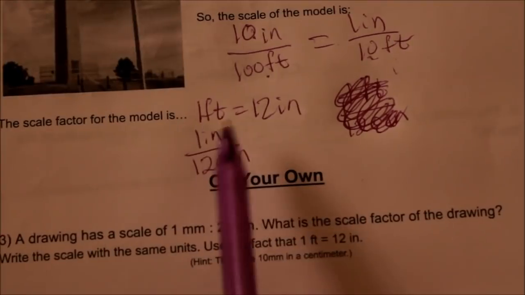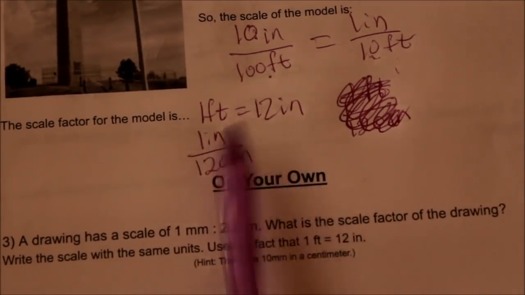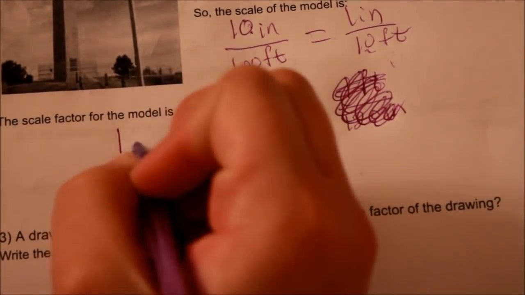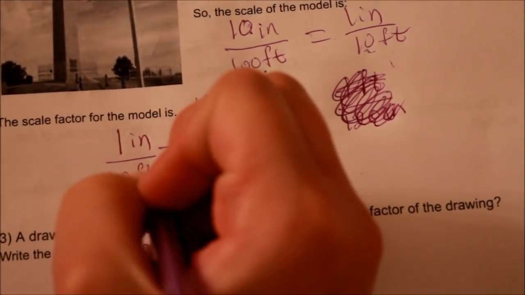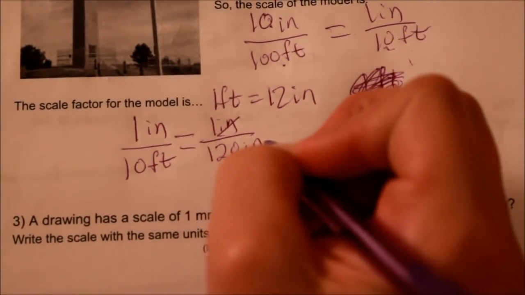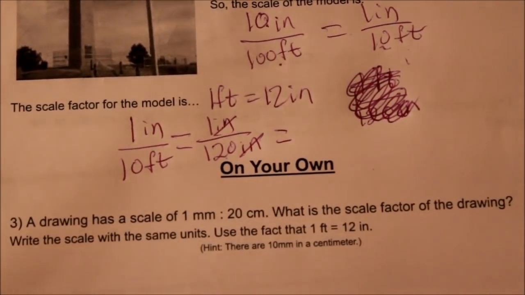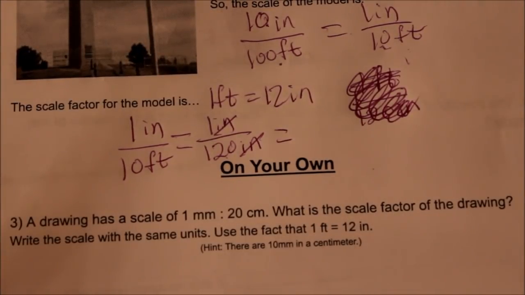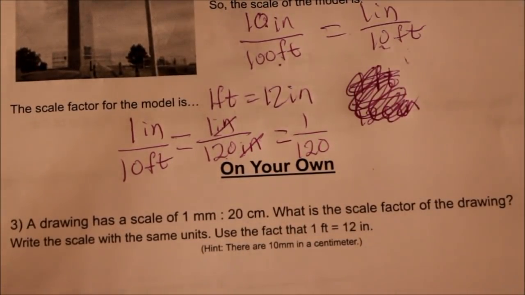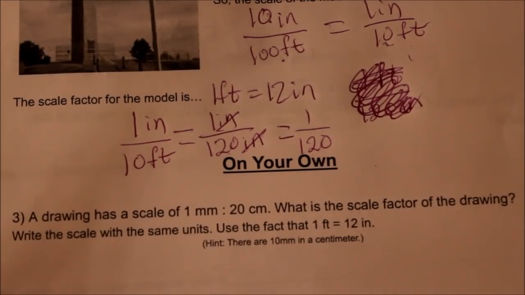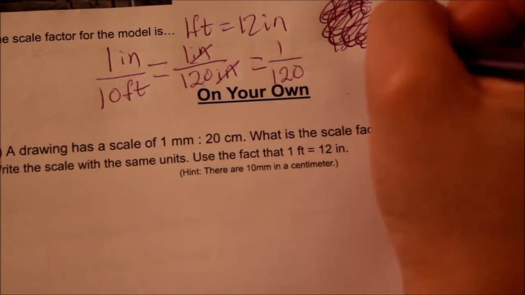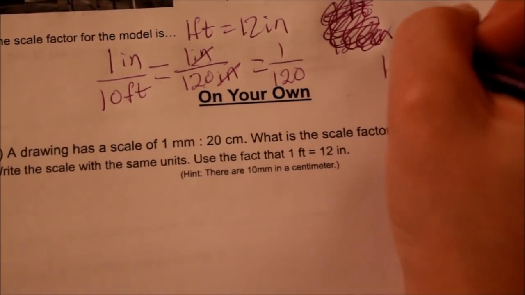Okay, so now we write the scale factor. We know that 1 foot is 12 inches. We already know this. So we have 1 inch over 10 feet. It's going to be equal to 1 inch over 120 inches. So we can cross out those inches, and it equals just 1 over 120. And the scale factor would be written as 1 to 120.